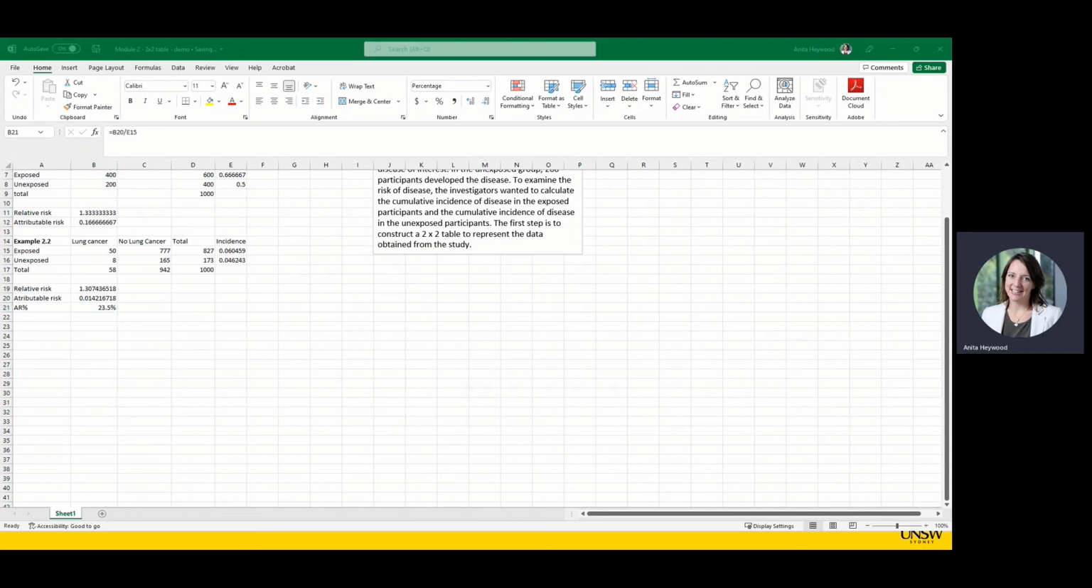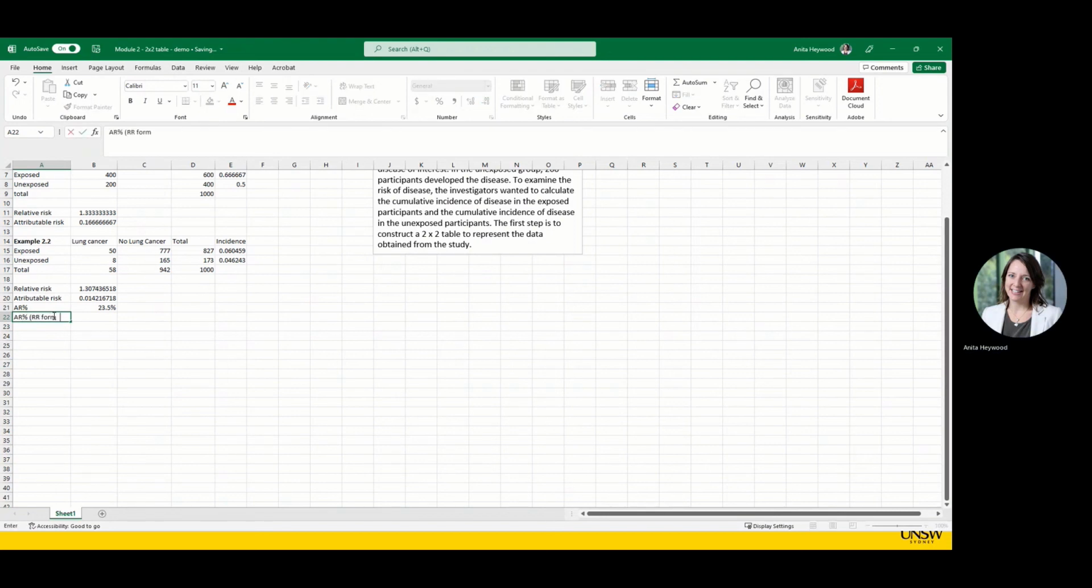The other option for attributable risk percent is to use the relative risk formula. So that formula is the relative risk minus 1 divided by the relative risk. So AR percent, I'll show you how to do a bit more of a complicated formula. So we've got equals, and here we want to do the relative risk minus 1. So to do that in a formula, we need to put that into brackets. So open brackets, relative risk minus 1, close brackets.